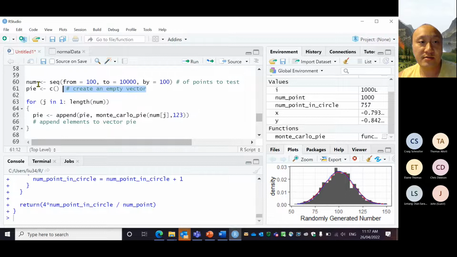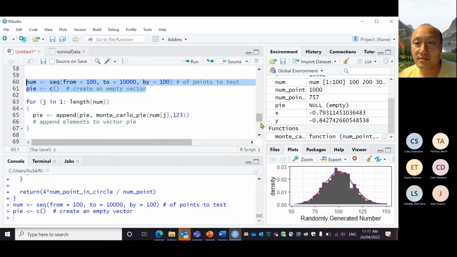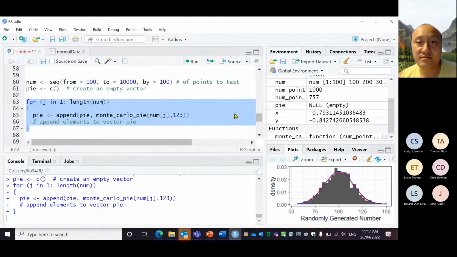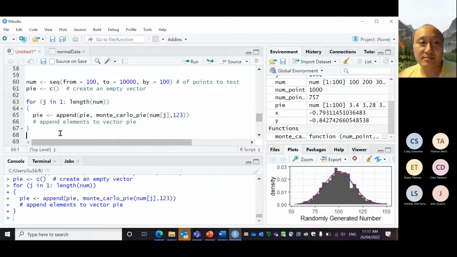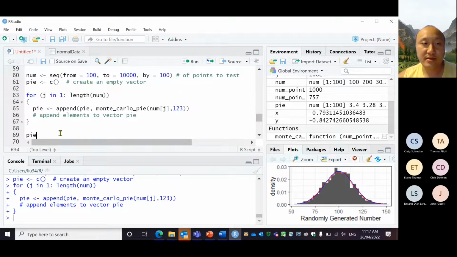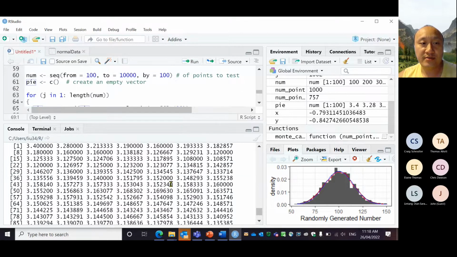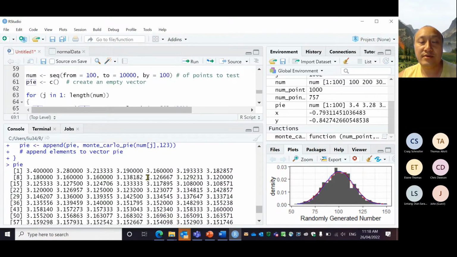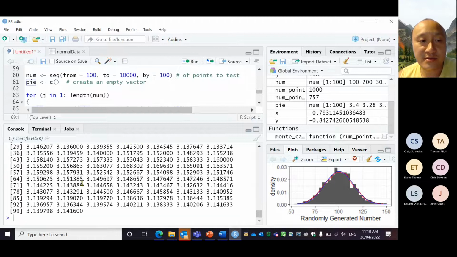First of all, define these two vectors. The first one is the sequence, and then we run the experiment here. This will take a while. It's calculating now. Done. Okay. It's done. And then if I want to have a look at pi, this vector, those are the pi values we evaluated. There are 100 pi values because we have run 100 experiments already.